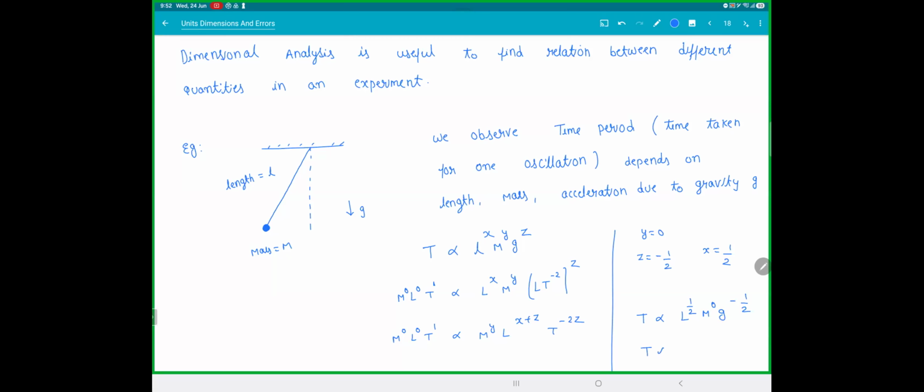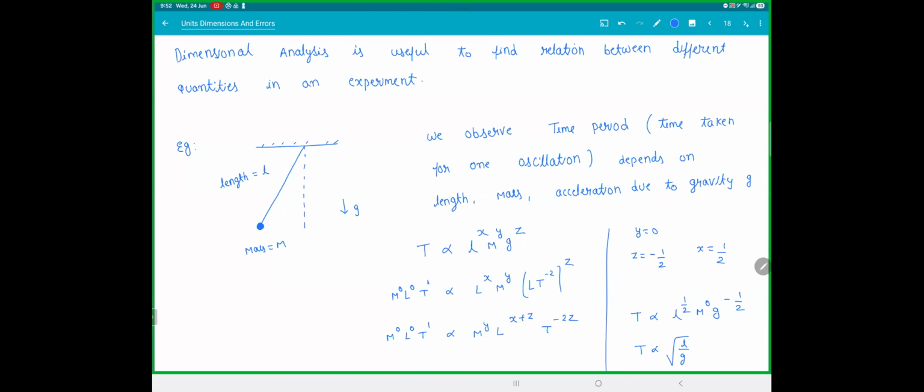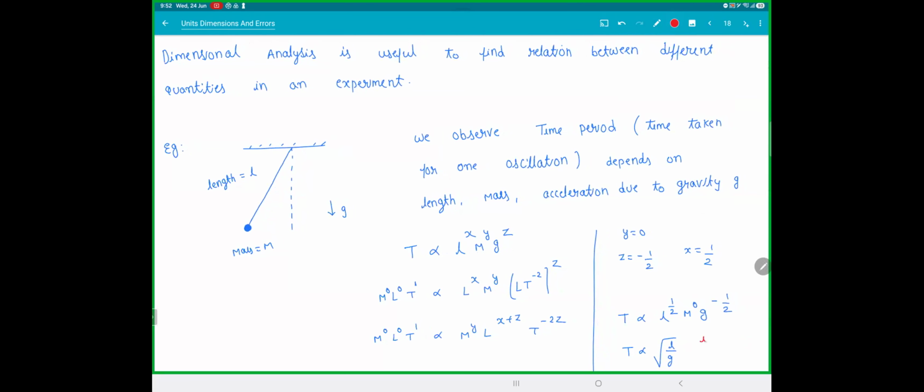So if you see this, T is proportional to root over L by g. Interestingly, that means this does not depend on the mass. But initially when we saw, we had a feeling it depends on mass. Did you see what happened? You are able to get close to the actual thing. It helps. When you're doing an experiment and you don't have any idea how they're related, dimensional analysis will give you at least some information. In the beginning, there is a strong feeling it should depend on mass, but it didn't.